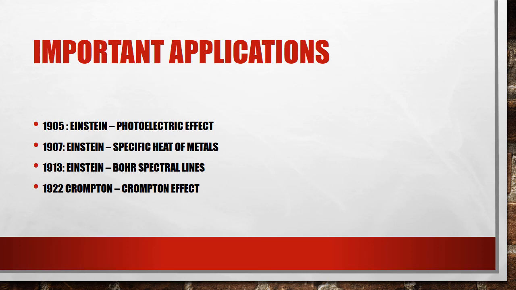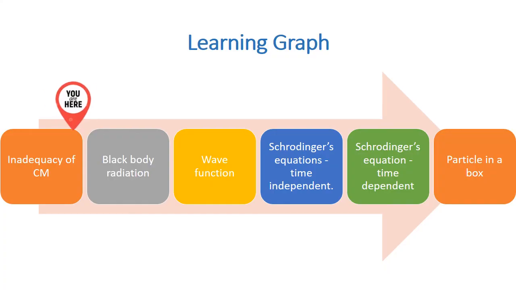And this Planck's hypothesis was a very successful hypothesis, and it was able to explain black body radiation. Not only black body radiation, many other systems such as the photoelectric effect, specific heat, the spectral lines, and the Compton effect. So in this video we have learned about black body radiation and the black body radiation spectrum.